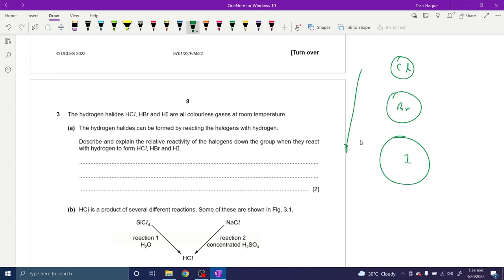So we know that down the group shielding does increase, right? Because electrons are added to new shells. But the greater nuclear charge outweighs the increased shielding. What does this mean? This is a point in the mark scheme. The greater nuclear charge outweighs the increased shielding. All right. What does this actually refer to?